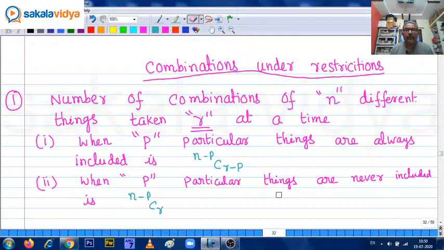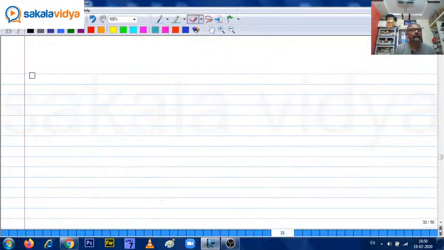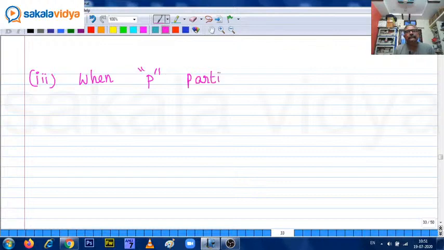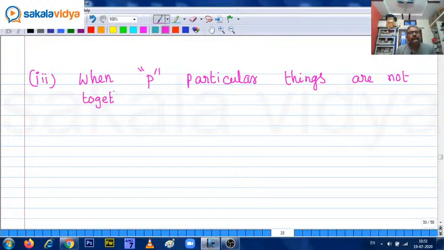Right. Next, third point. When P particular things are not together, in the selections they should not be together, means without restriction minus with restriction. P particular things are included means N minus P, C R minus P. This you remember.